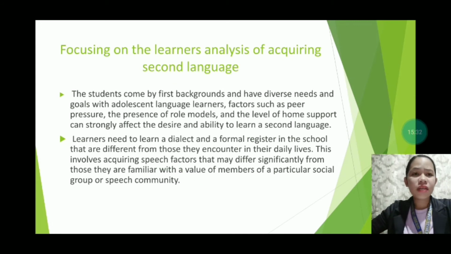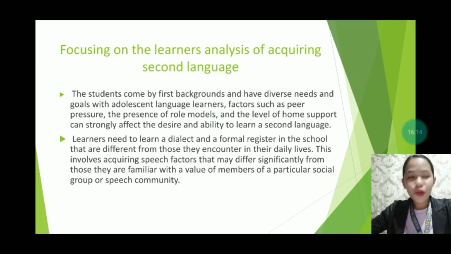Okay, so focusing on the learner's analysis of acquiring a second language. In the previous slide, we were talking about the difficulties of learners in learning a second language. Now, we are more on the good outcomes of learning a second language. Students come from different backgrounds and have diverse needs and goals. With adolescent language learners, factors such as peer pressure, the presence of role models, and the level of home support can strongly affect the desire and ability to learn a second language.